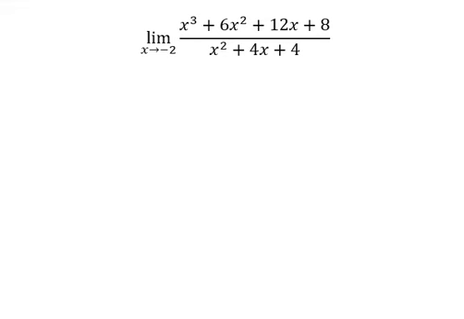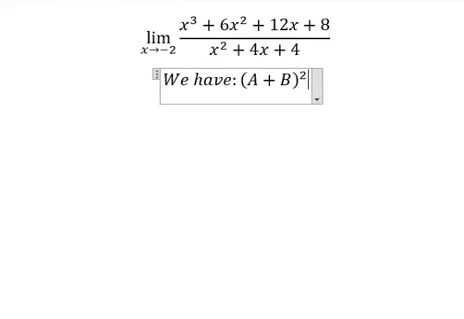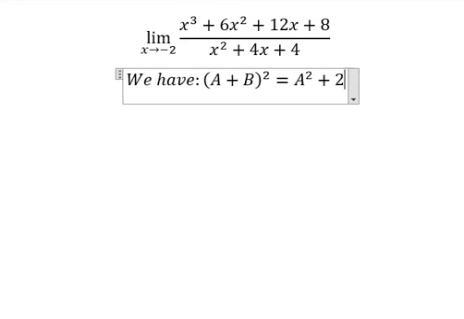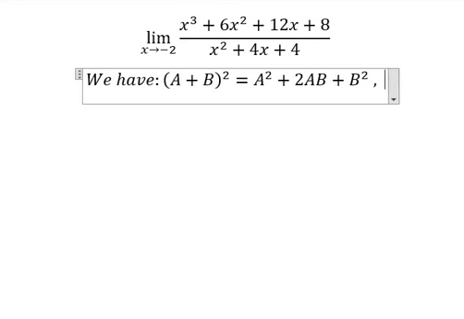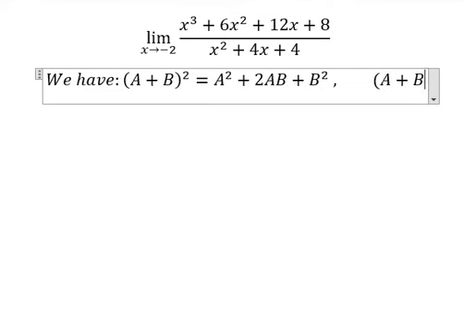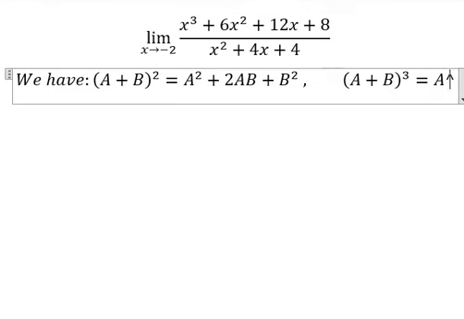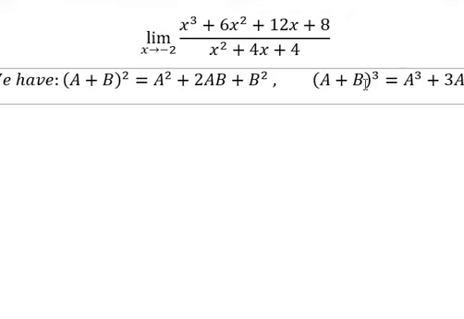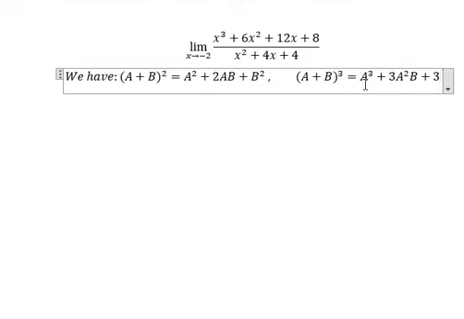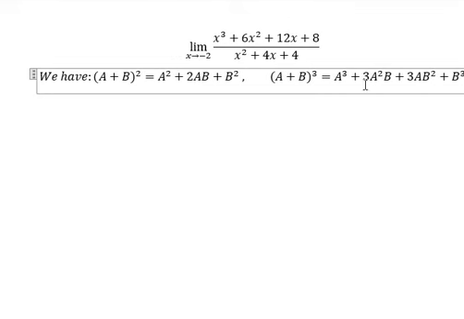We have the formula in here. That is about (a + b)^2 = a^2 + 2ab + b^2. And the second one, that is about (a + b)^3 = a^3 + 3a^2b + 3ab^2 + b^3.